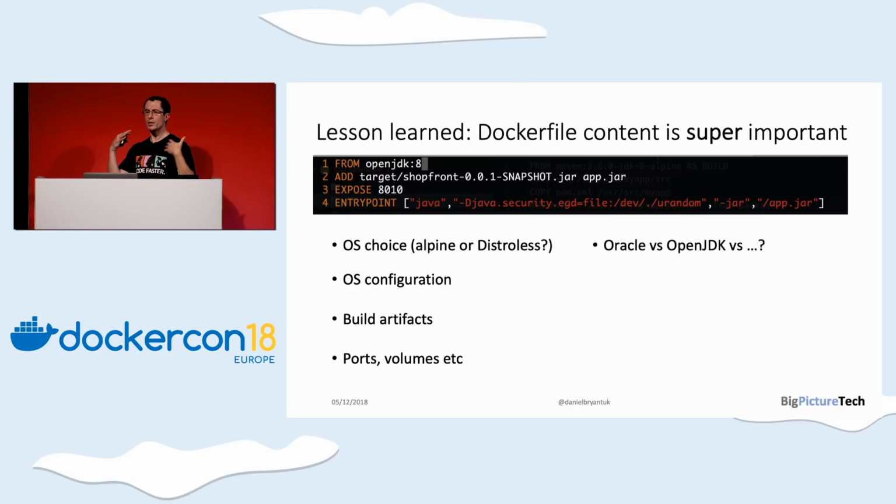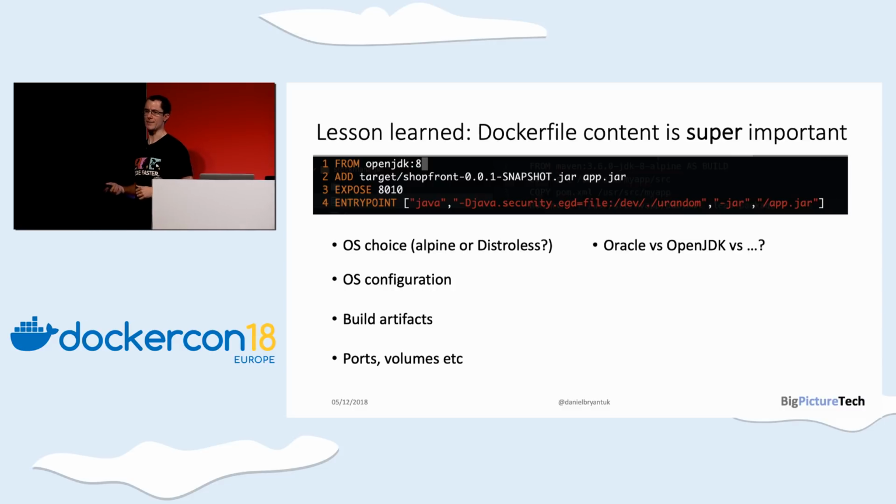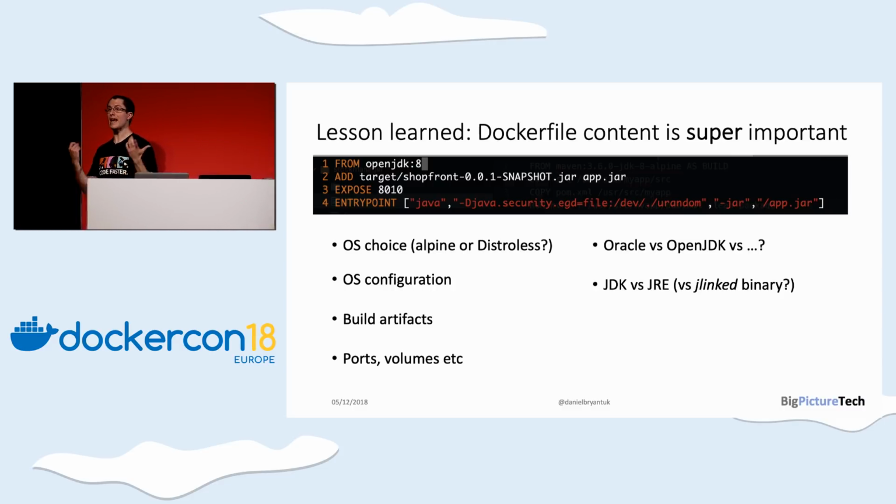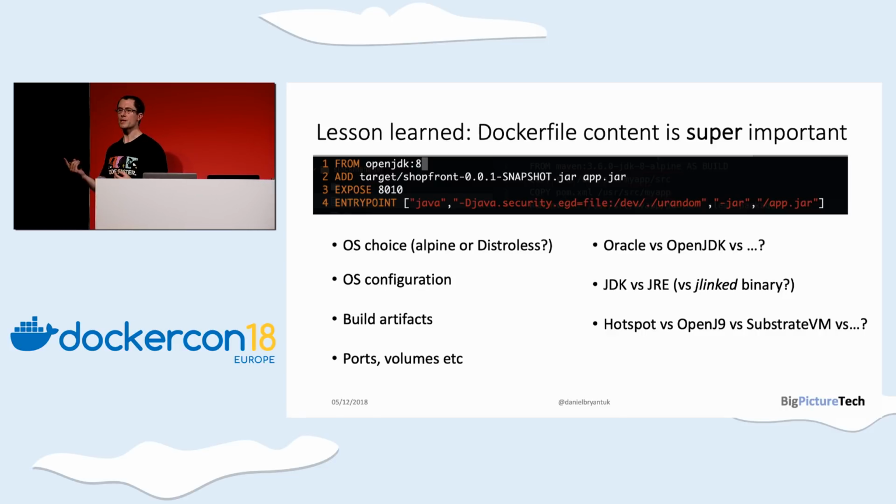But then, looking at the Java stuff, do I put an Oracle JDK or an OpenJDK in there? Do I have the JDK, the JRE, or even now we can use something called jlink to create a statically compiled Java binary? Do I want to run HotSpot, which is the default, Eclipse OpenJ9, or SubstrateVM? And though the default is pretty much HotSpot, I am seeing more and more people experiment with OpenJ9. It's got some really nice properties for short-lived containerized workloads.